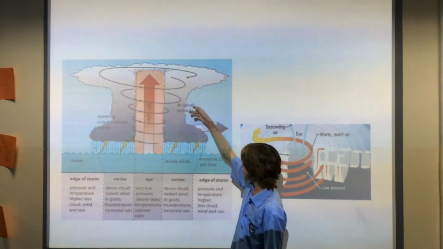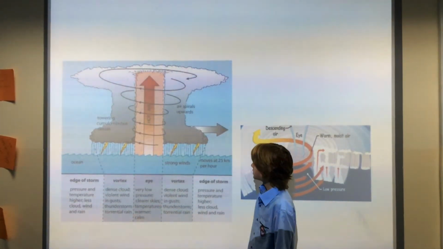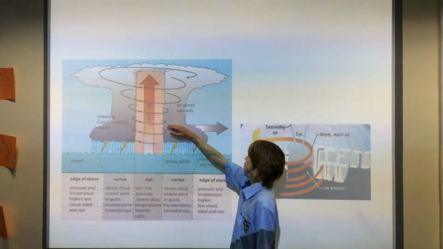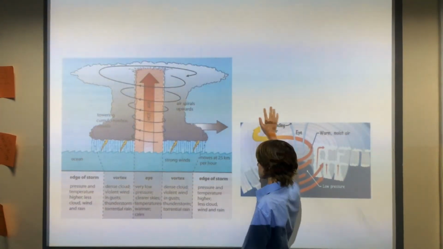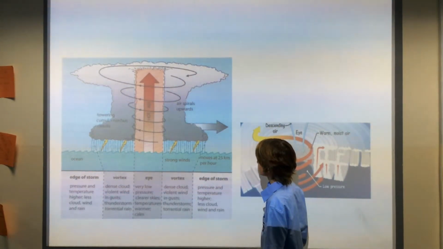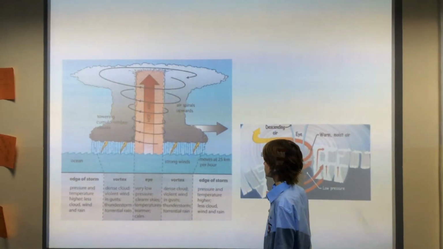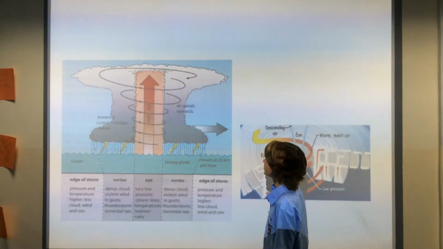Then obviously the same thing repeats. You come to the vortex again, and then to the edge of the storm. It's just that this particular diagram travels in this direction, so land will probably be towards this side, and this diagram moves at around 25 kilometers per hour.